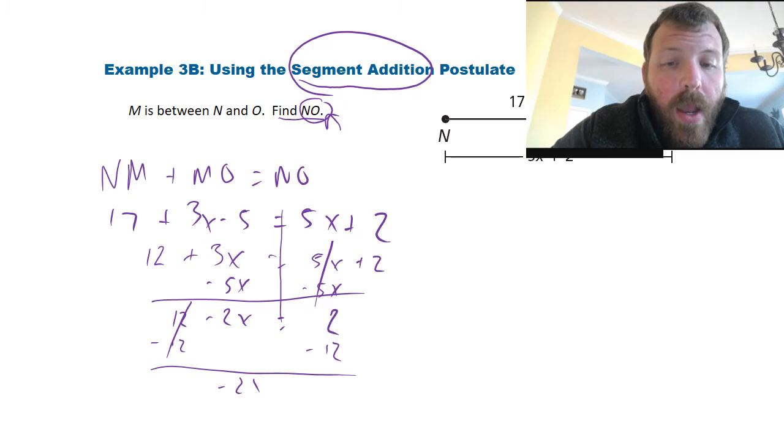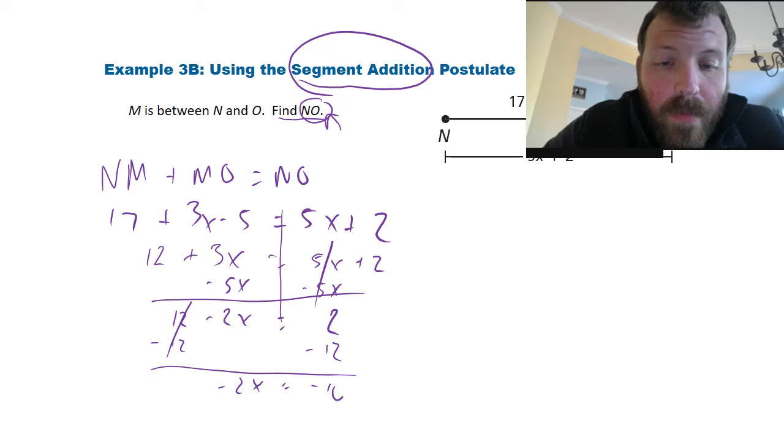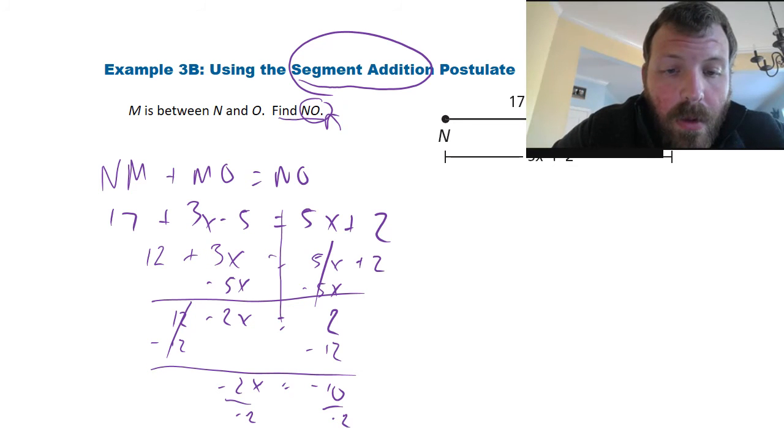So negative 2x equals negative 10. And then I divide by negative 2. And so x equals 5.